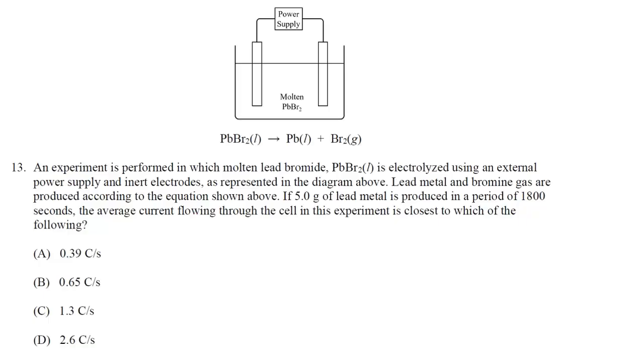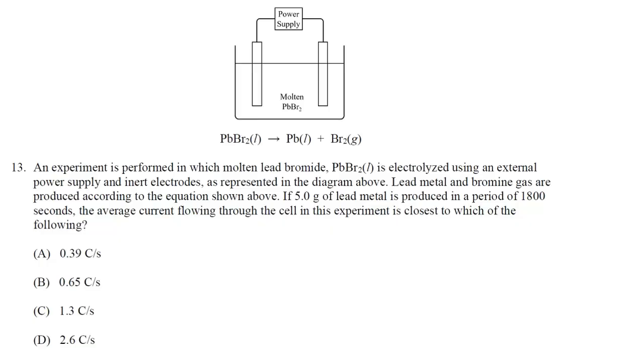In question 13, it says, an experiment is performed in which molten lead bromide, which has the chemical formula PbBr2, is electrolyzed using an external power supply and inert electrodes as represented in the diagram above. Lead metal and bromine gas are produced according to the equation shown above. So question 13 is another example of topic 9.11.